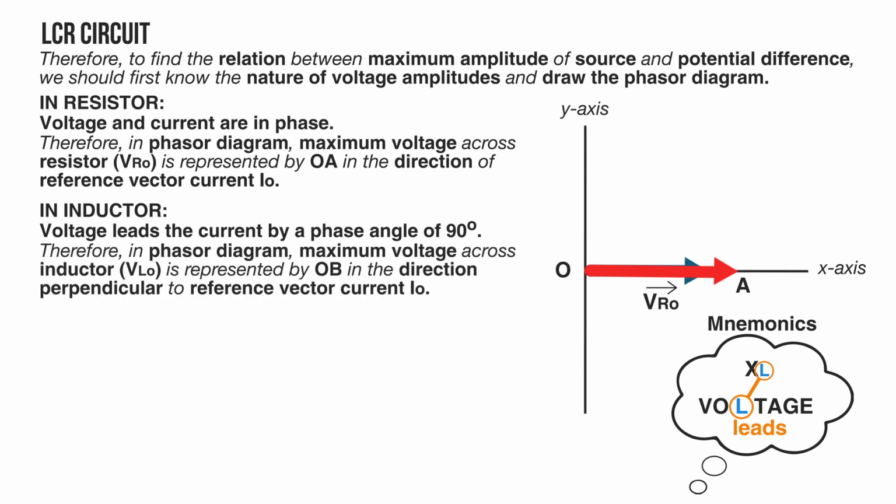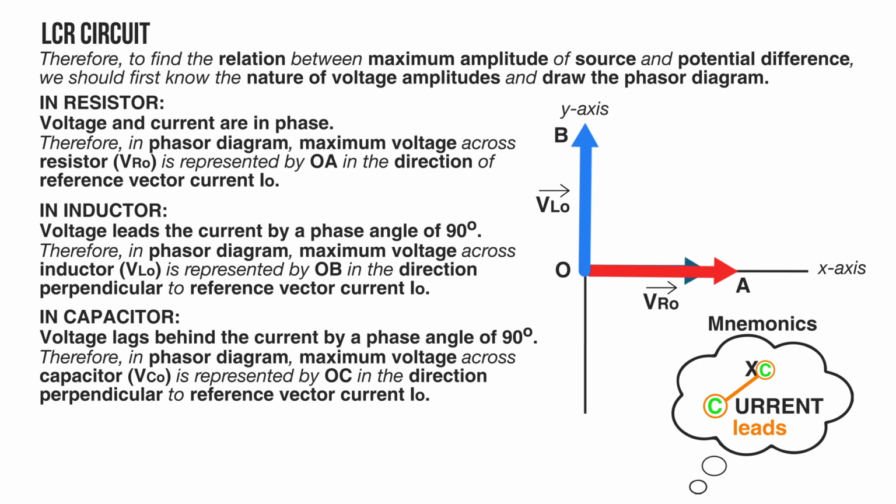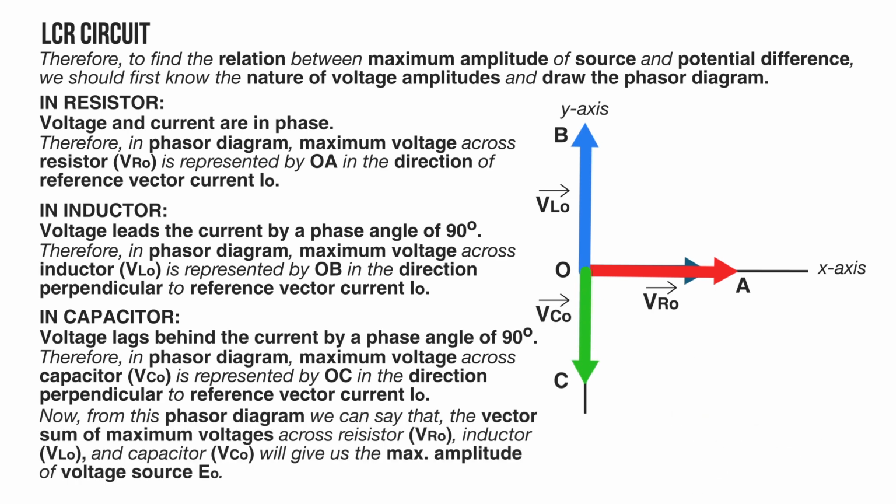Therefore, in phasor diagram, maximum voltage across inductor, that is VL0, is represented by OB in the direction perpendicular to I0. Also, in capacitor, voltage lags behind the current by a phase angle of 90 degree. Therefore, in phasor diagram, maximum voltage across capacitor, that is VC0, is represented by OC in the direction perpendicular to I0. Now, from this phasor diagram, we can say that the vector sum of maximum voltages across resistor, inductor, and capacitor will give us the maximum amplitude of AC voltage source E0.